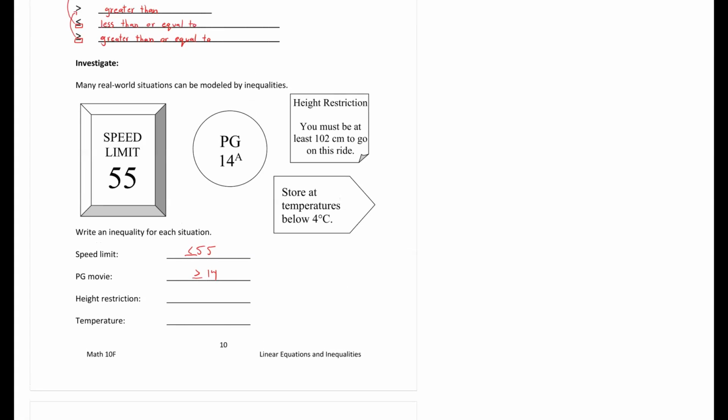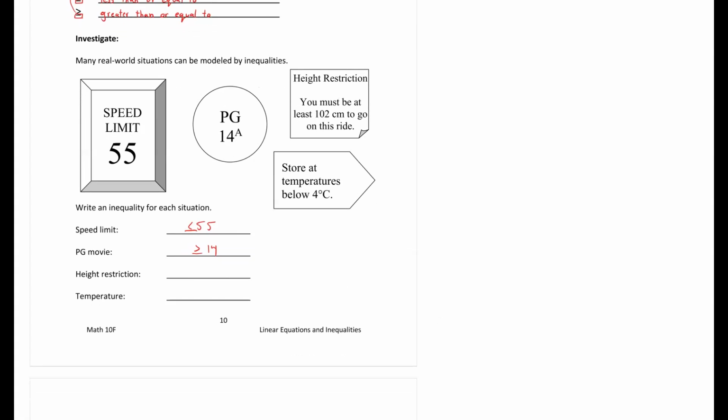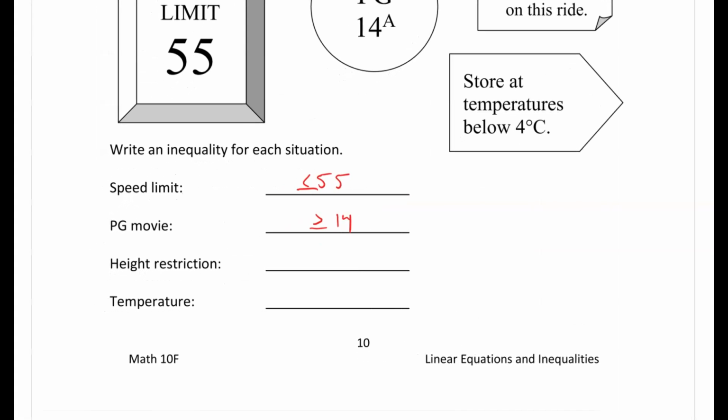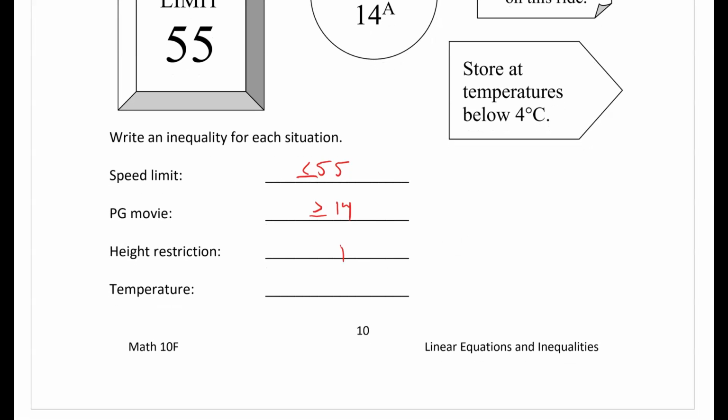In the other one in the top right here, it says the height restriction. You must be at least 102 centimeters to go on this ride. Well, if you have to be at least 102 centimeters, 102 centimeters is what we're working with, and you have to be greater than or equal to, because it says at least. So you're going to have your line underneath and it's opening up away from your 102.